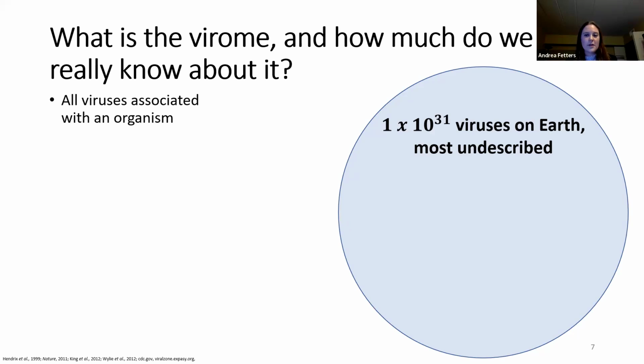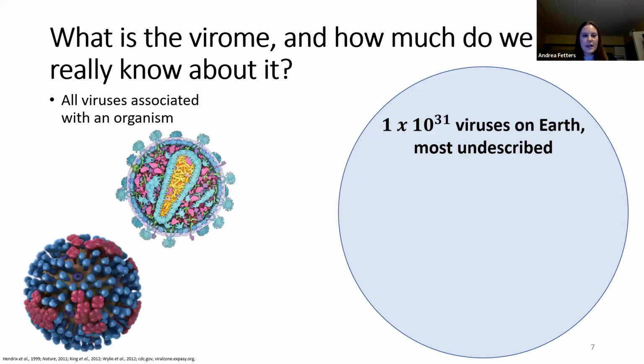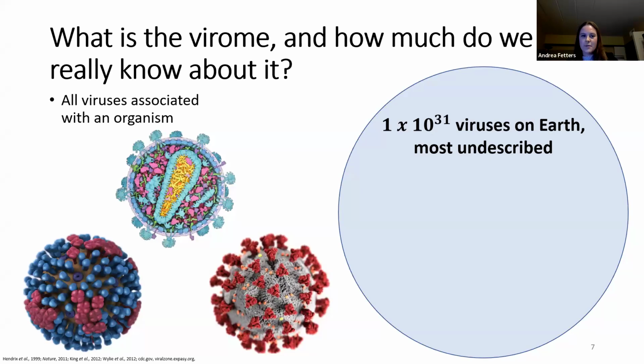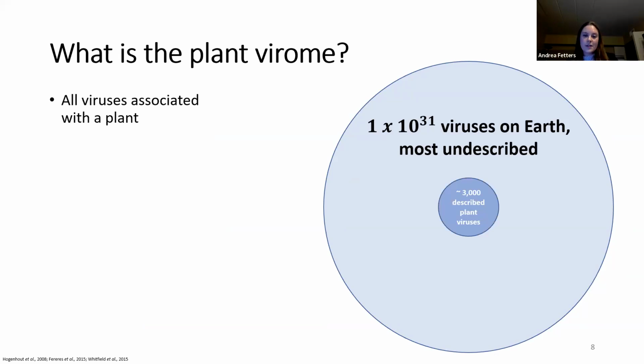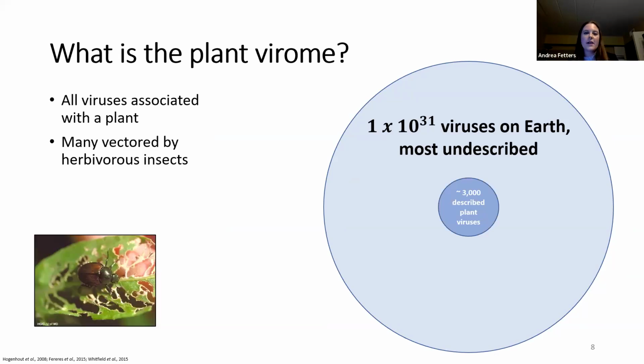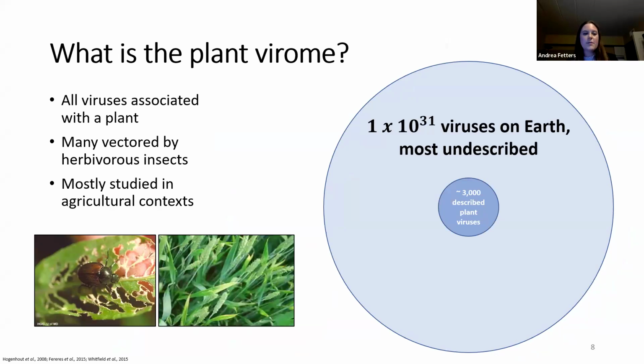Most of the ones that we do know about, though, are important to our livelihoods because they cause diseases like the flu, AIDS, and COVID, all of which are very serious and make people very sick. But what if we zoom in a lot and think only about the plant virome, which are all viruses that are associated with a plant? There are about 3,000 described plant viruses. Many of these are vectored by herbivorous insects like beetles or aphids. And similar to viruses that cause human disease, focus has mainly been on plant viruses that directly impact our lives or cause damage to or yield loss in plant species of agricultural or economic importance.